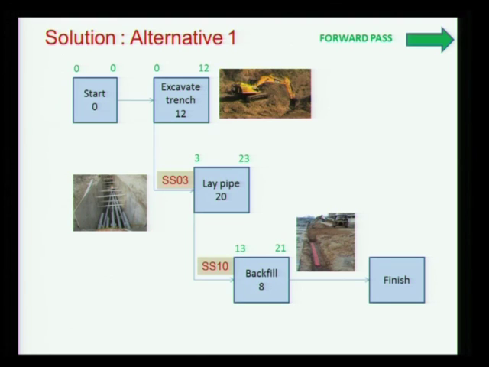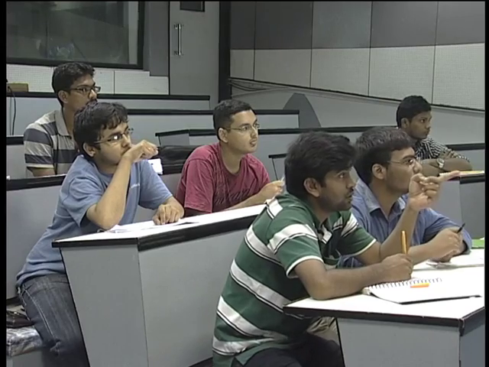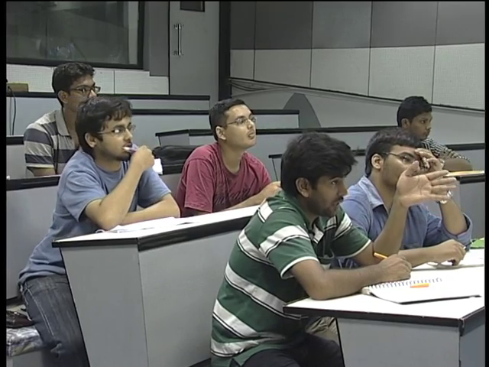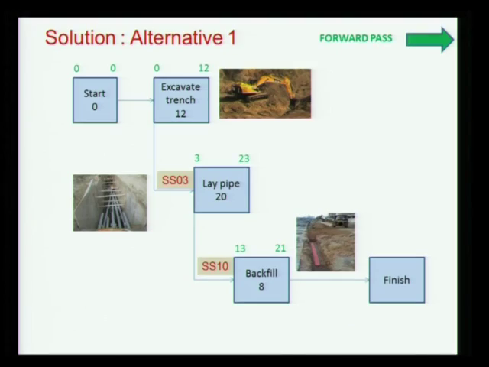So finish to finish was also needed. Yes, a finish to finish relationship has to come somewhere. In the first SS3, we say that we are going to excavate the trench and after a 3-day delay we are going to start laying the pipe. We can start laying the pipe, and as we are laying the pipe, after that 10 days the backfilling will start. So it should start from 33.